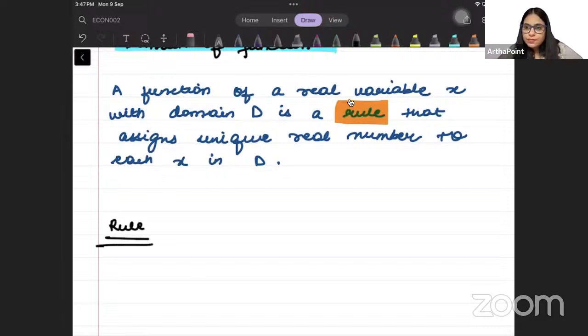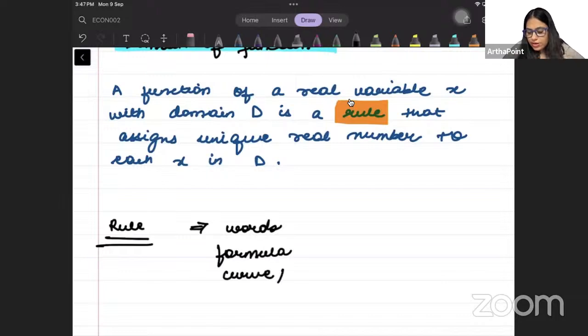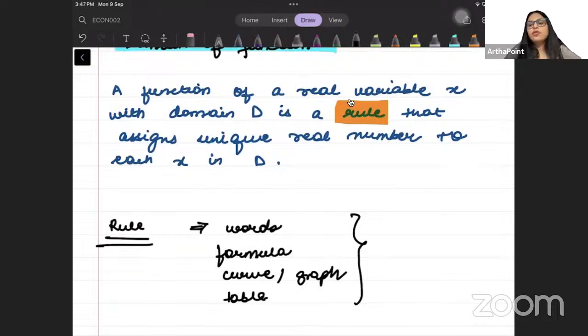What is a rule? A rule is anything which can be written in words, या तो उसे words में लिख दो, or in terms of a formula, or in terms of a curve or a graph, or in terms of a table. Rule ऐसी कोई भी चीज है which can be written in word, formula, graph or table. ठीक है, ये rule का मतलब है.